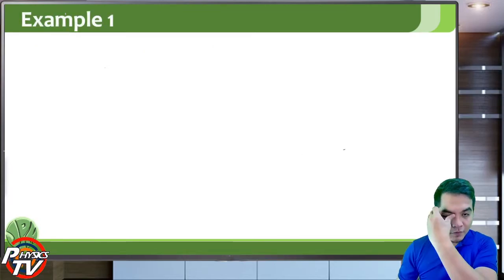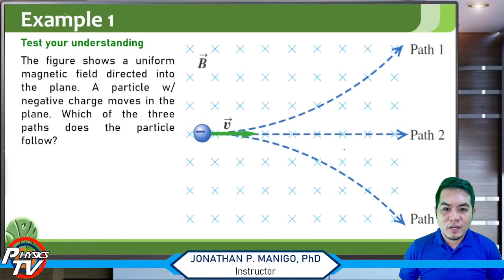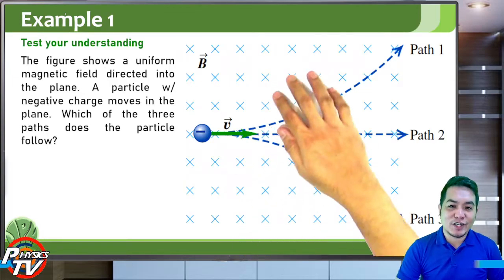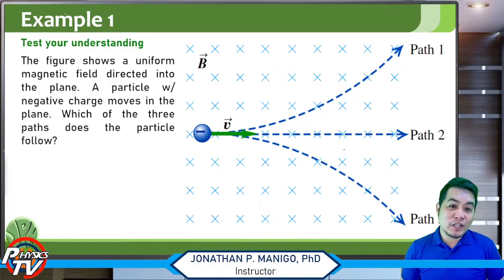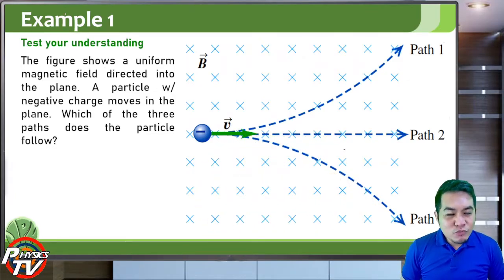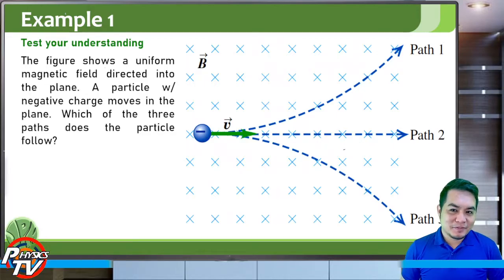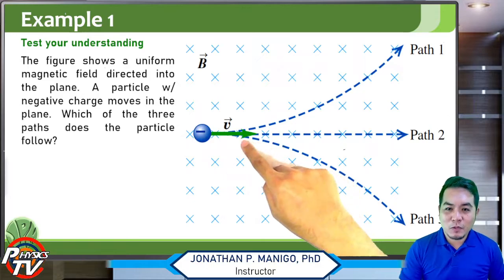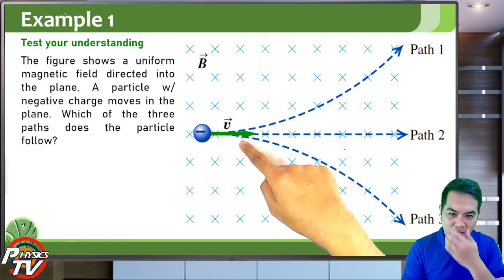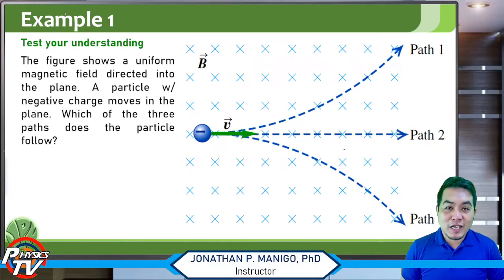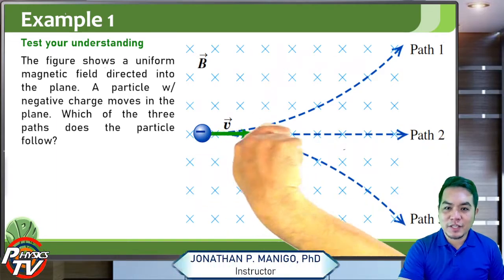Okay, let's have an example. First, let's test your understanding. The figure shows a uniform magnetic field pointing into the plane. So that's the external magnetic field. And you have a moving charge, moving with velocity v going to the right. But now, this charge is negative. So which of the three paths does the particle follow? Is it path 1? Will it curve upward? Or will there be no force? It will just continue straight.